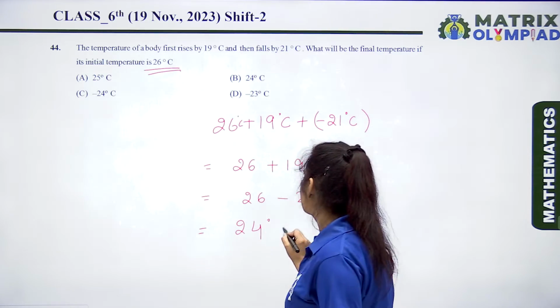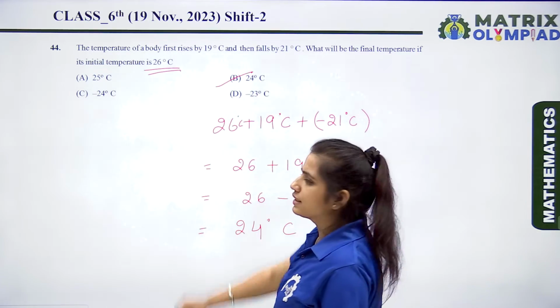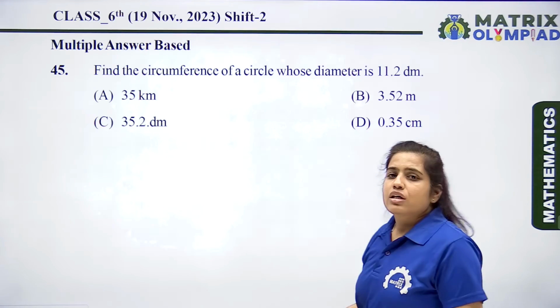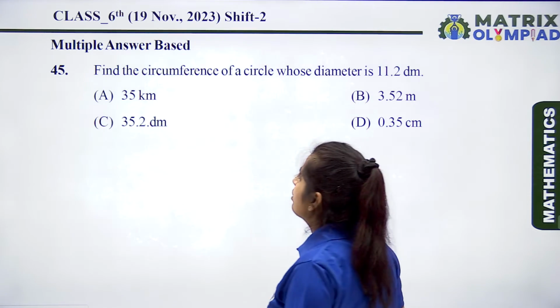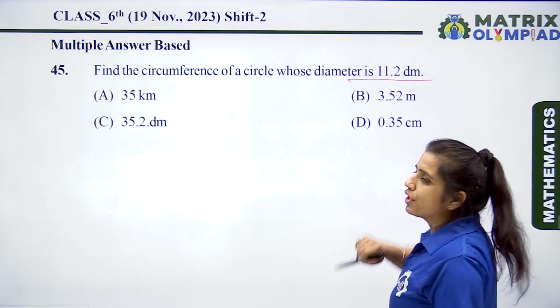So here we get 24 degrees Celsius. So here option B is the correct answer. Now let's start with the next question. Question number 45. Find the circumference of a circle whose diameter is 11.2 dm.